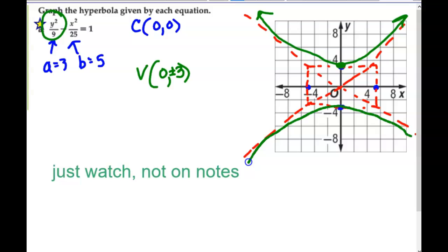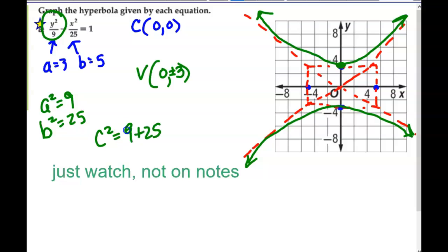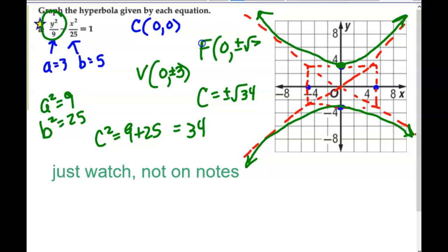There are no, so to speak, co-vertices here, and it shouldn't be touching the asymptote, by the way. It should be getting closer and closer, but not touching. But I do have to find the foci. So if a squared is 9 and b squared is 25, c squared is 9 plus 25, or 34. So c is plus or minus the square root of 34, which would be almost 6. And it's inside of the curve, so it's on this y-axis. So it's going to be at 0 plus or minus the square root of 34, which is almost 6 up here and almost 6 down here.